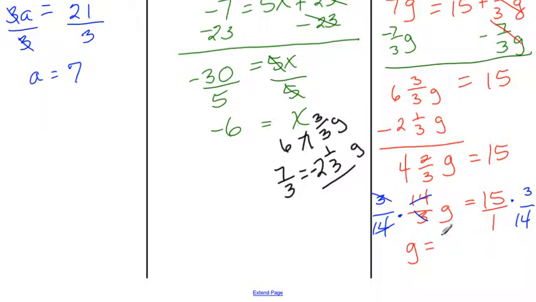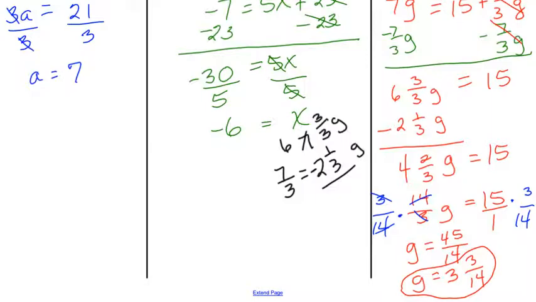15 times 3 is 45, and 1 times 14 is 14. And one more step, okay, g equals, how many times does 14 go into 45? Don't have a calculator with me, so I'm going to have to do this the long way. And I think it's 3 times. 3 times 14, I believe, is, let's see, 12, yep, 42. And there's 3 left, 3 3/14. So that should be our final answer, 3 3/14.